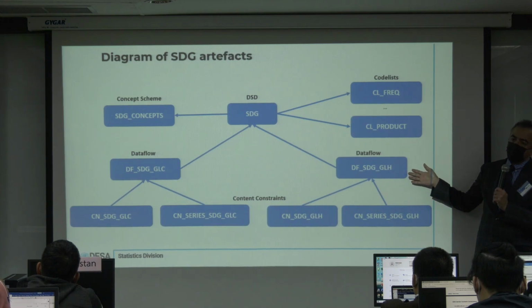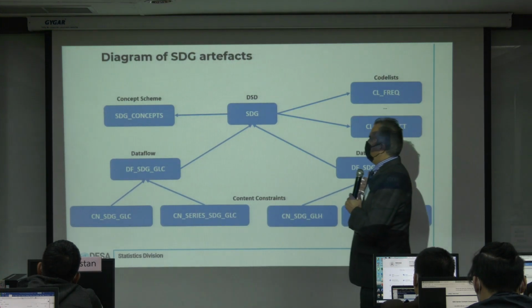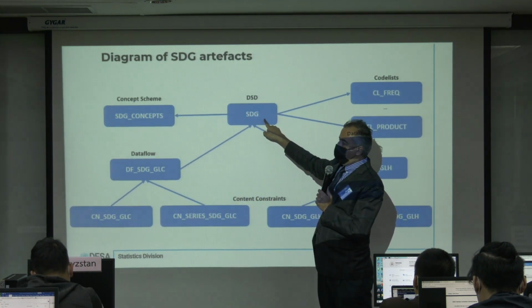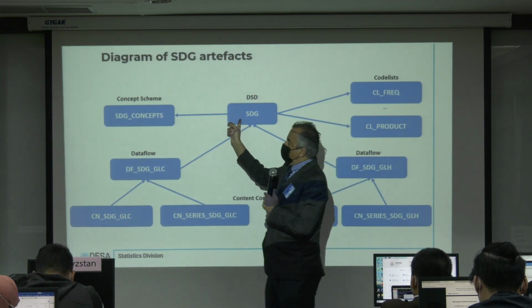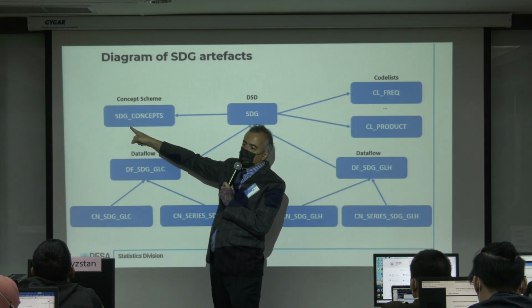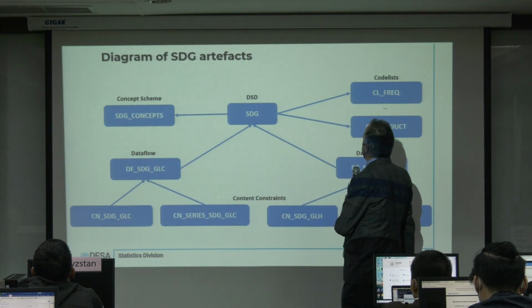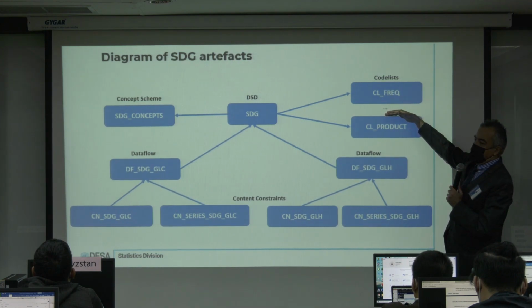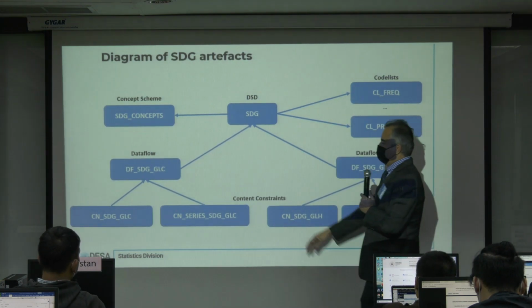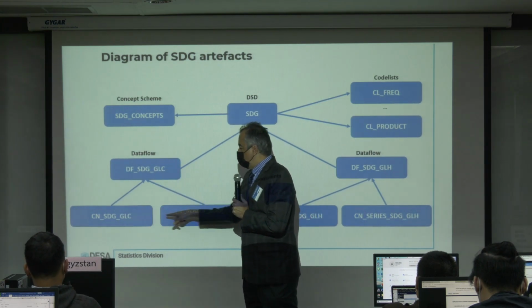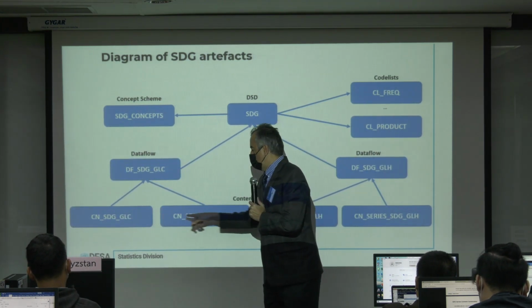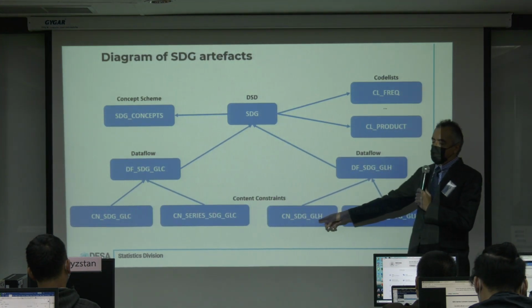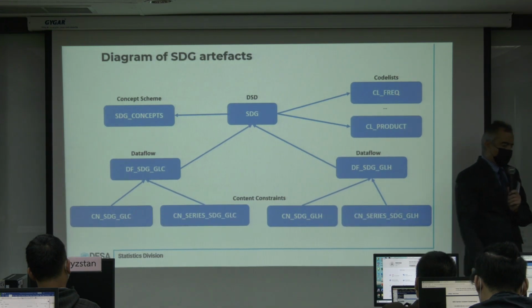So this slide gives you an overview of the SDG artifacts. We have at the center the SDG data structure definition, ID SDG. It takes concepts from the concept scheme SDG_concepts. It references the various code lists, CL freq, CL age, CL area, CL product, and then you have the country global data flow with two content constraints attached, a cube region and a series content constraint. And the harmonized global data flow, again with the cube region and the series content constraints.